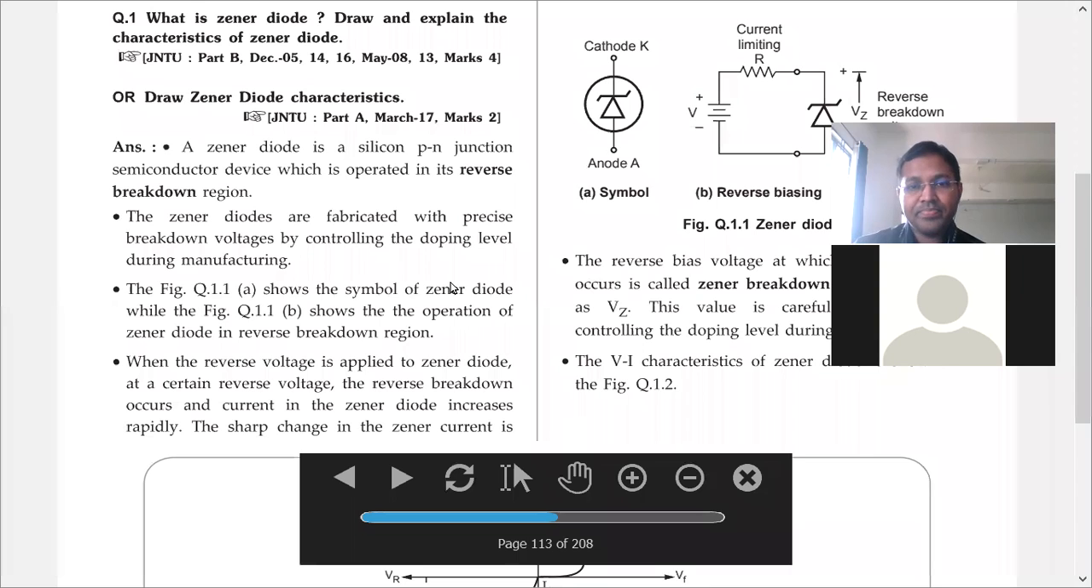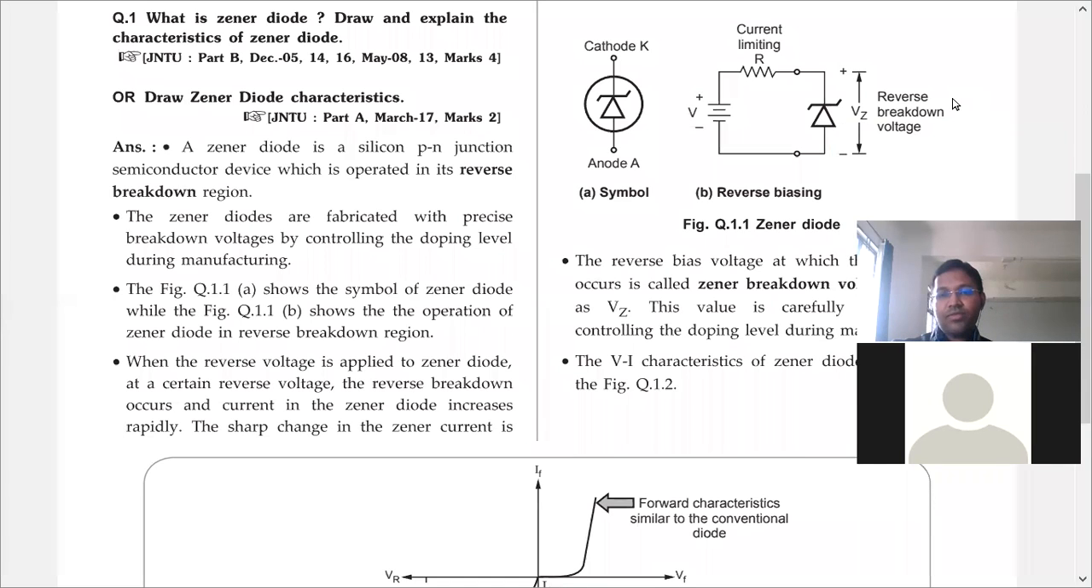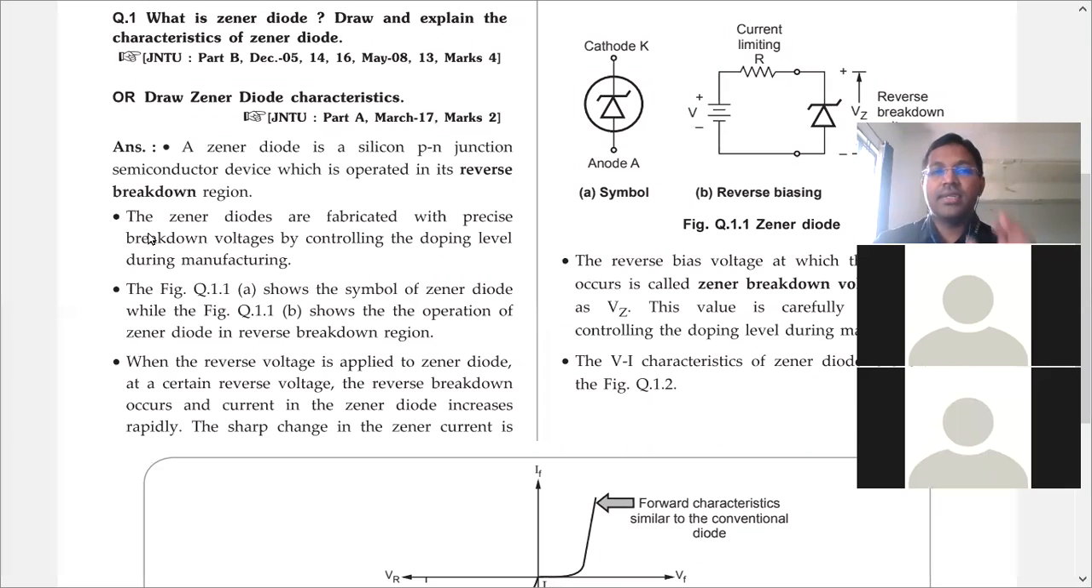Good. Please confirm if you are able to hear my voice. My voice is clear. And also confirm whether you are able to see my screen. Please, one of you, confirm if my voice is clear and you are able to see my screen. Yes, sir. Okay, thank you.